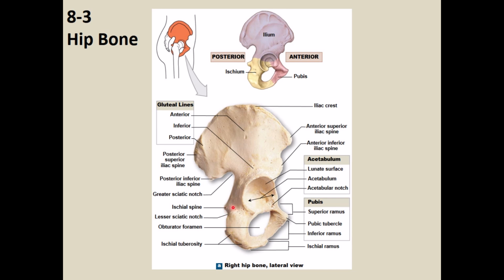And this is a spine, so it's a bony projection here, and that separates the two notches. So this is the greater sciatic notch, which belongs to the ilium, and this spine separates that greater sciatic notch from the lesser sciatic notch that belongs to the ischium. Okay, so the ischial spine separates these two notches. And you have this obturator foramen. This is the obturator foramen. That is made by the two bones. One is the pubis, the other one is the ischium.